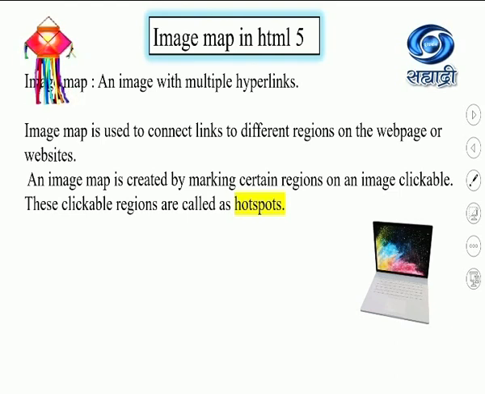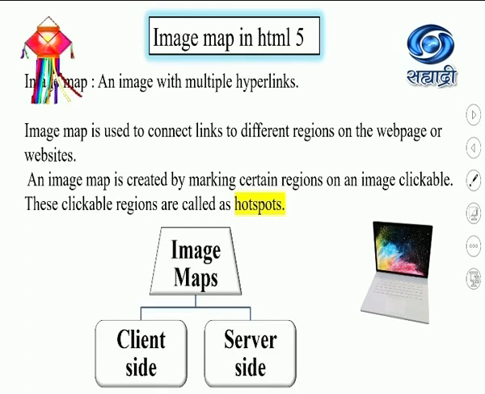Students, if you want to connect many web pages on a single image, then we can call it client side image mapping or server side image mapping. There are two types. So an image map is created by marking certain regions, and these regions are called hotspots. Students, do remember the hotspot keyword for the fill in the blanks in the examination. The clickable regions on the image are called hotspots in image mapping.